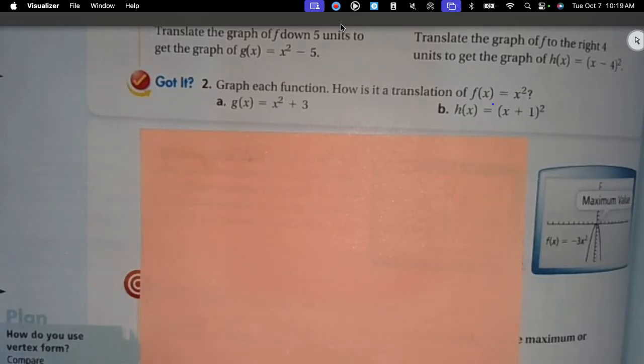Okay, what happens if you do x3 instead of x2? If it's x3, oh, that's a cubic function, which we haven't learned yet.